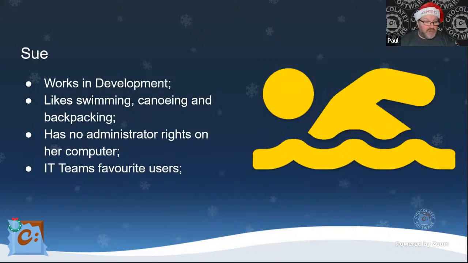So Bob, as I said, is the IT team's worst nightmare, in contrast to Sue, who works in development. She likes swimming, canoeing, and backpacking. She has no administrator rights on her computer at all. She's quite happy with that because the software that the IT team has supplied her with, and is allowing her to install through self-service, is enough for her. So she's one of the IT team's favorite users, because they can get along with that. She doesn't raise many help desk tickets because there's no administrator rights on that machine, so she can't run amok deleting things, uninstalling things, removing things that she shouldn't be doing.